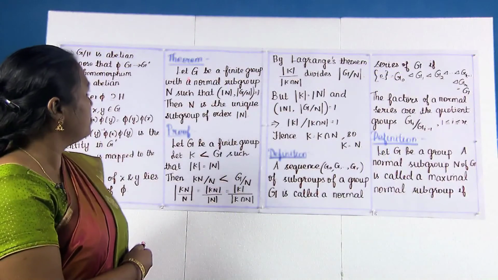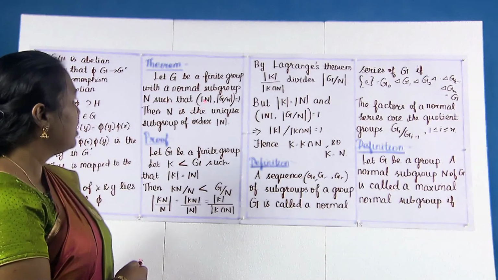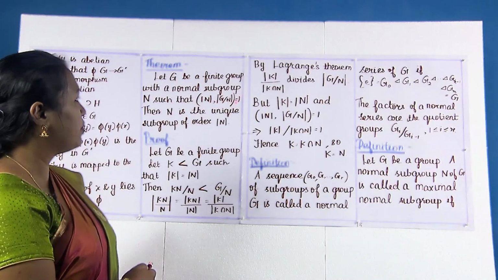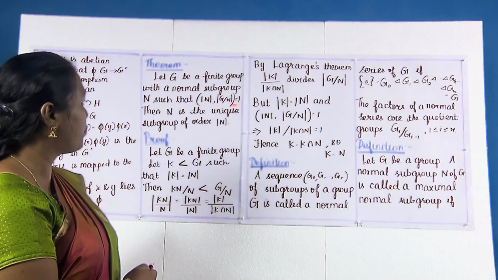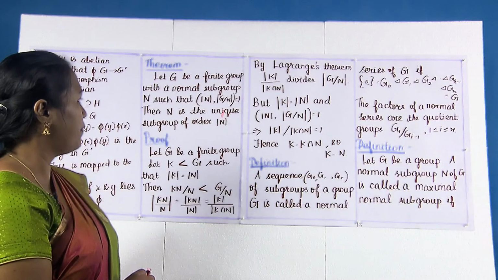The next theorem: let G be a finite group with a normal subgroup N such that the GCD of the order of N and the order of G by N is equal to 1, that is, they are relatively prime. Then N is a unique subgroup of order of N.